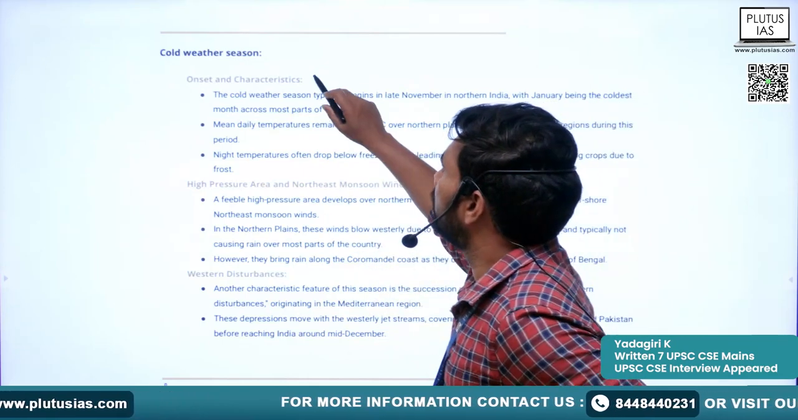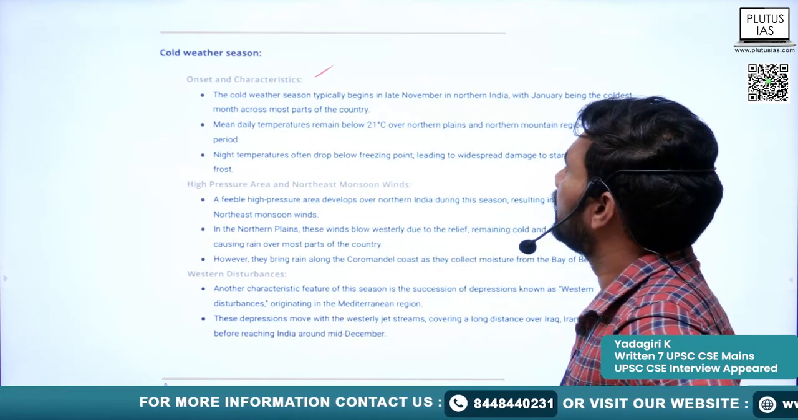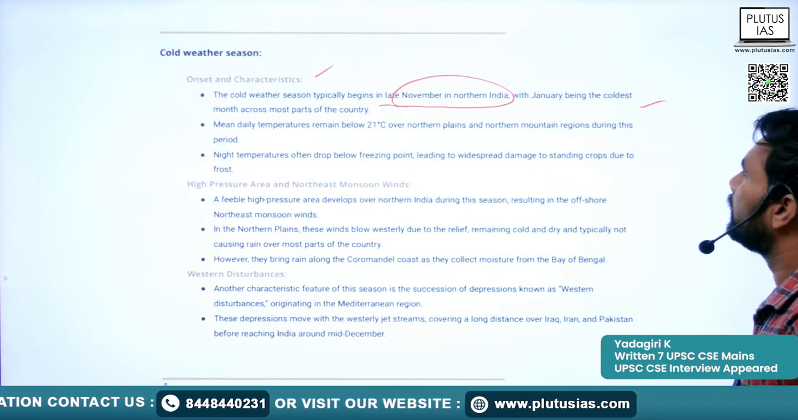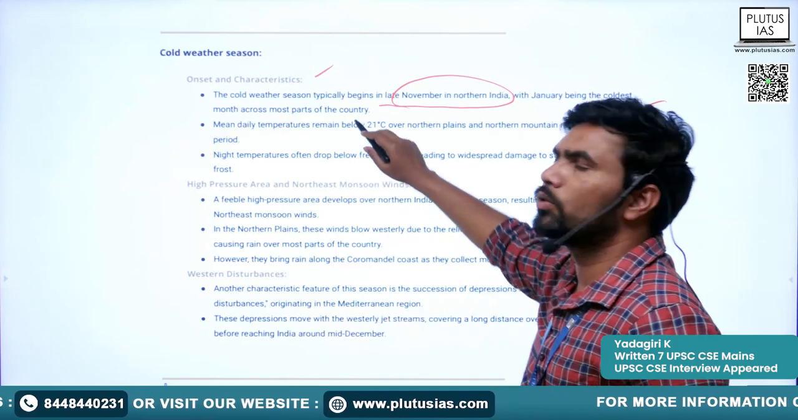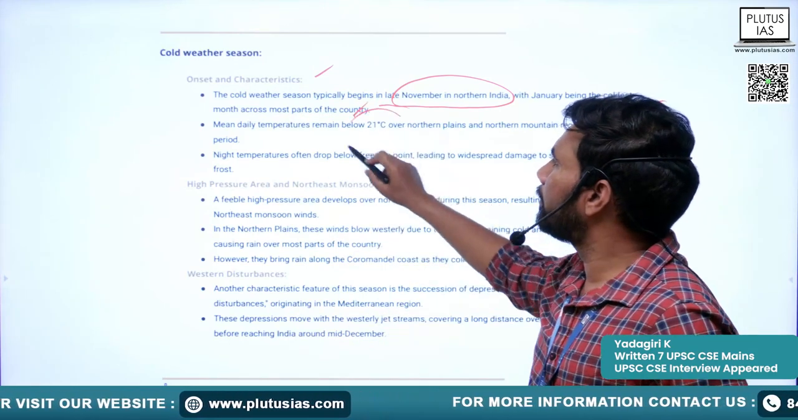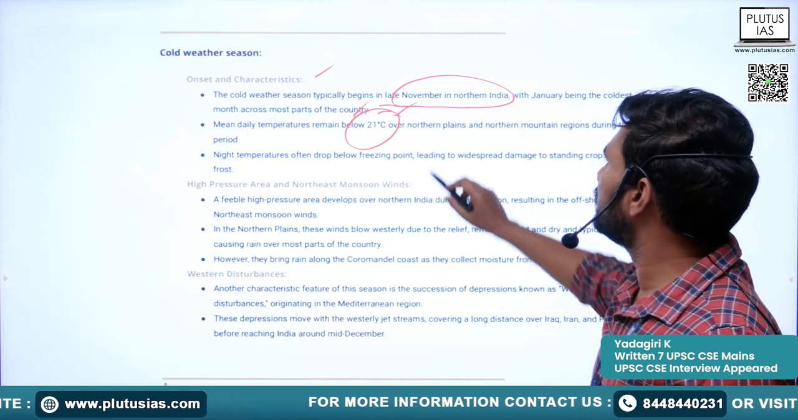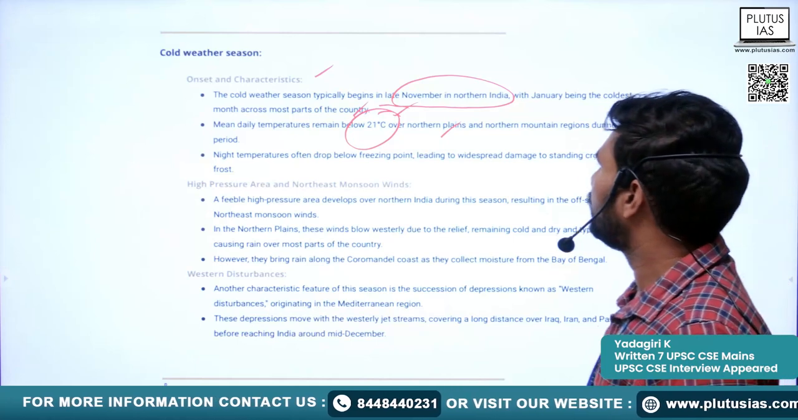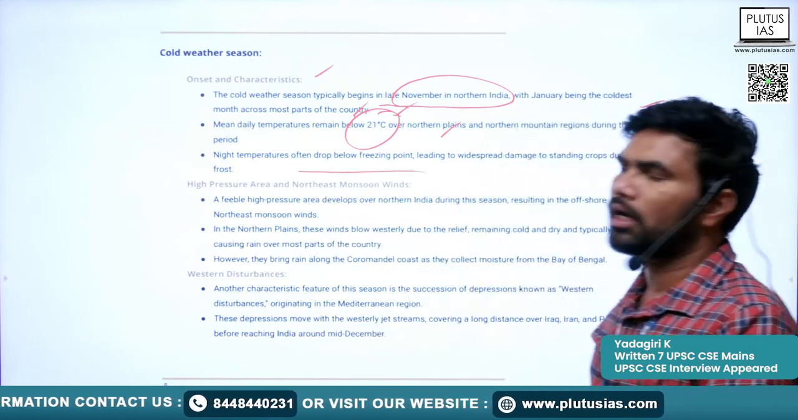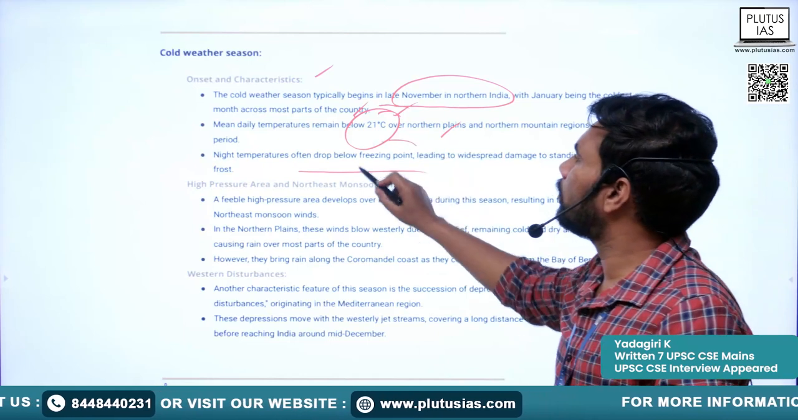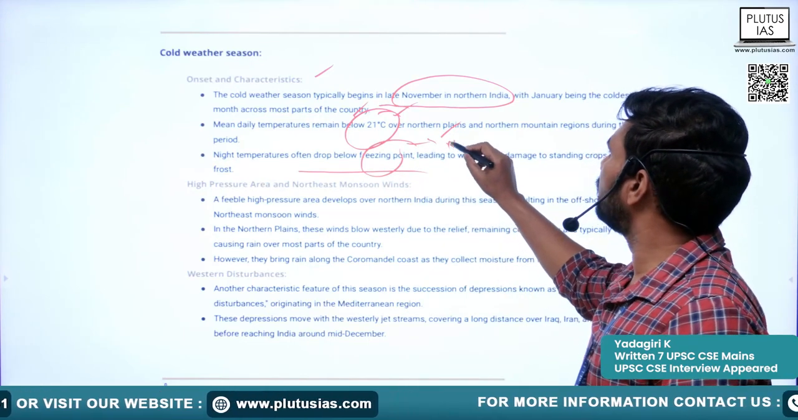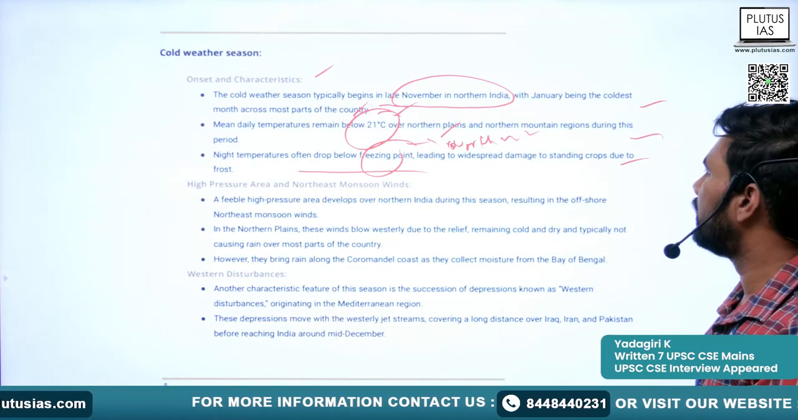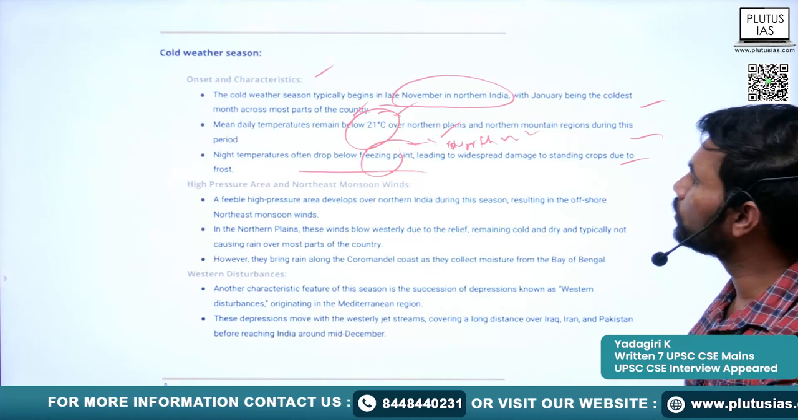The cold weather season, onset and characteristics: the cold weather season typically begins in November in India, with January being the coldest month across most parts of the country. The daily temperatures remain below 21 degrees centigrade in the northern plains and in the northern mountain regions during this period. Night temperatures often drop below freezing point in the northern part of India, leading to widespread damage to standing crops due to frost conditions.